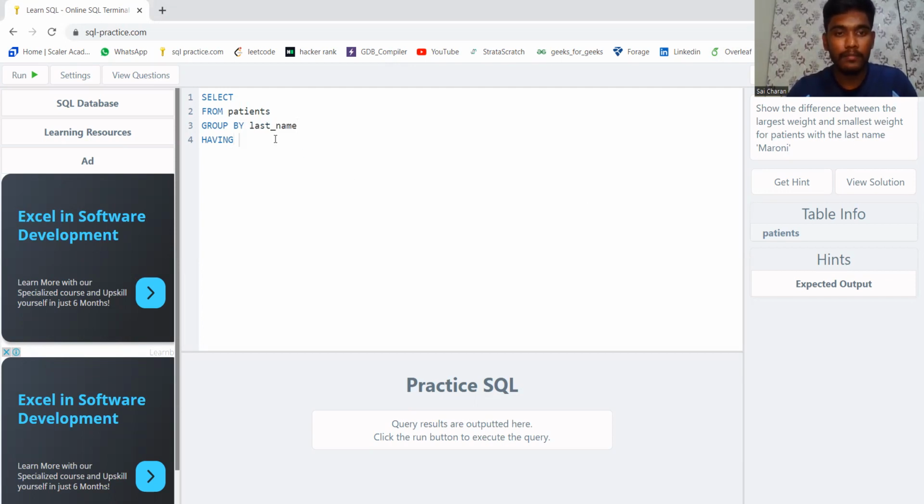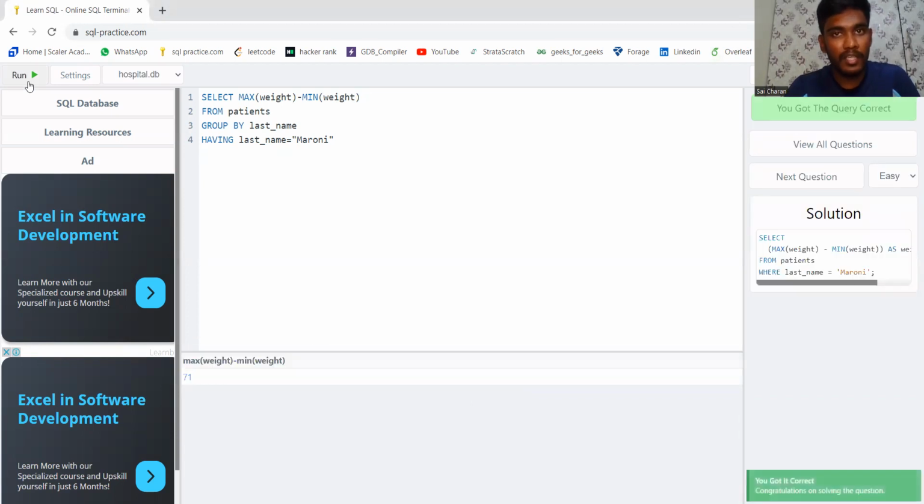Having last name is equals to Meroni, because we just need the data of Meroni, right? Then select max of weight minus min of weight. So this is one query. Let's check it first. Yes, we got the correct answer.